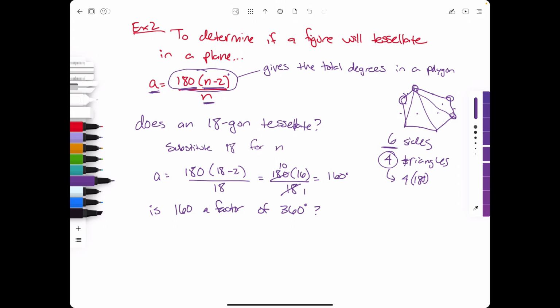Why can I say no really quickly? Well, because you're going to start at 200 and there's 60 right there. So the closest one I know off the top of my head that goes into this just in half would be 180. So 180 times 2 would give me 360. 180 and 160 are too close together for 160 to be able to fit into 360 evenly when 180 does. So no, this one will not tessellate.